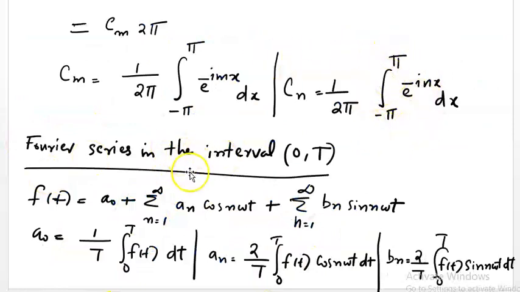Now another thing is we might be asked to find the Fourier series in the interval 0 to T. This is in time, where T is the time period. So here the Fourier series is expressed like this: a0 plus sigma n equal to 1 to infinity an cos n omega t plus sigma n equal to 1 to infinity bn sin n omega t. And you can find a0, an and bn.